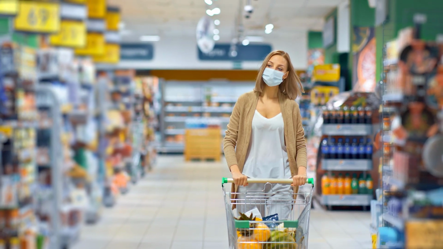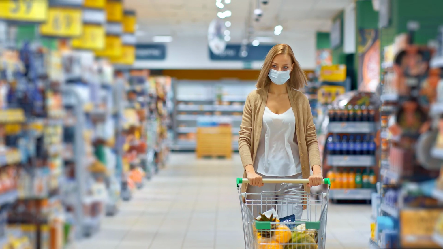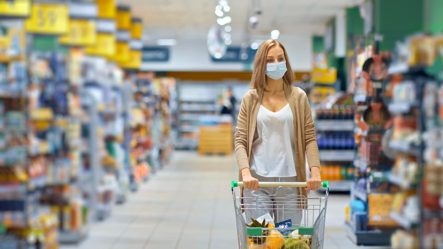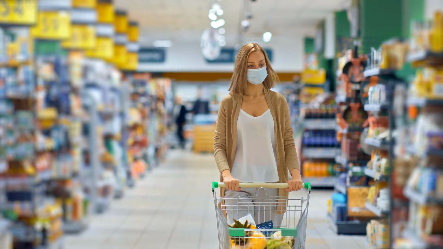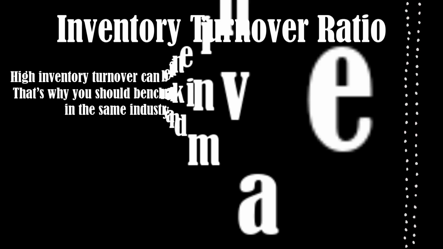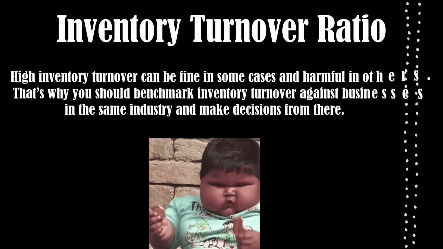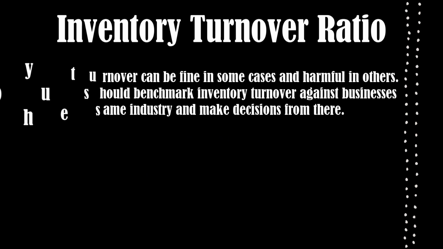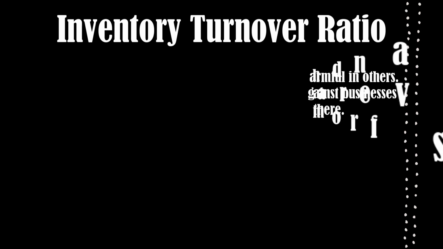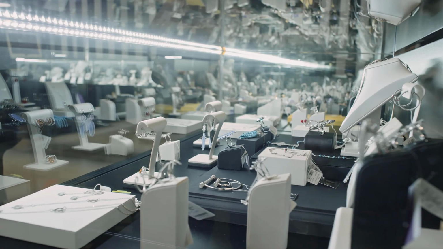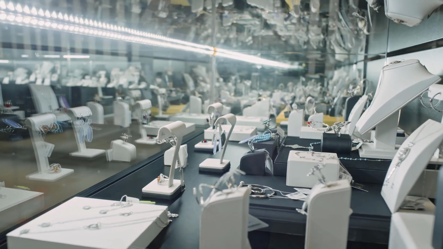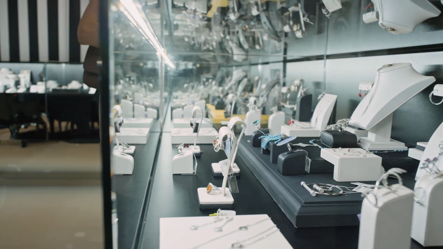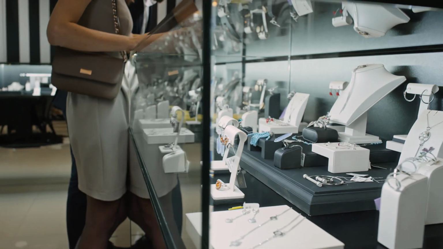Again, a good inventory turnover ratio varies based on the industry and unique business. High inventory turnover can be fine in some cases and harmful in others. That's why you should benchmark inventory turnover against businesses in the same industry and make decisions from there. An annual inventory turnover ratio between 4 to 6, for example, could be considered healthy for e-commerce businesses or retailers, but jewelers who sell small amounts with high profit margins typically see low inventory turnover in the 1 to 2 range.